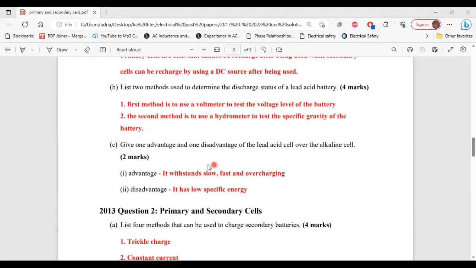For part C, it says give 1 advantage and 1 disadvantage of the lead acid cell over the alkaline cell. 1, advantage: it withstands slow, fast, and overcharging. 2, disadvantage: it has low specific energy. All right, so that's it for this question.